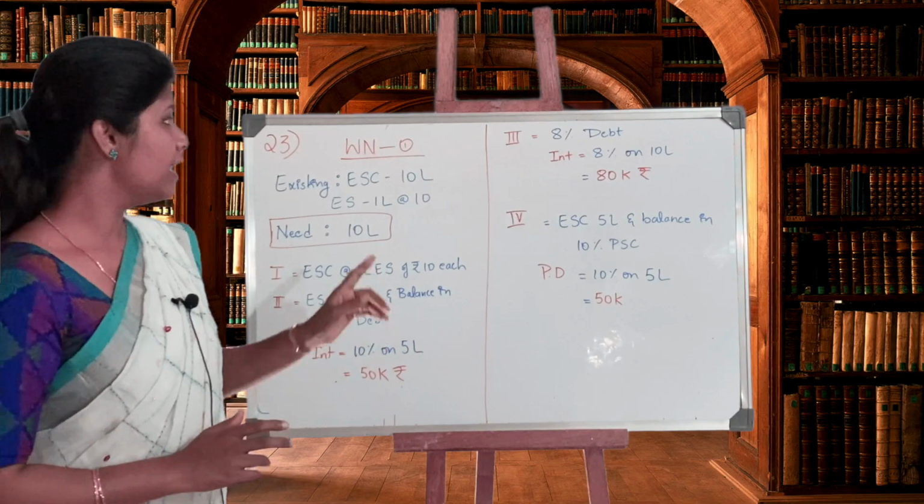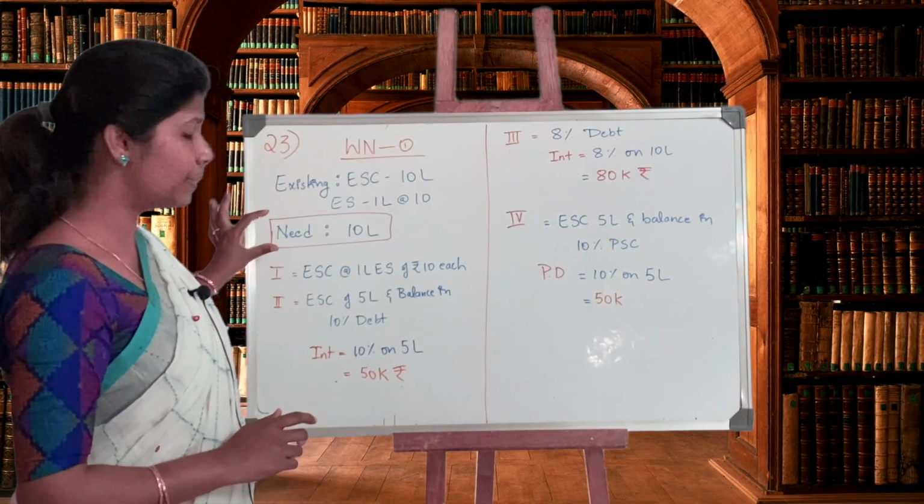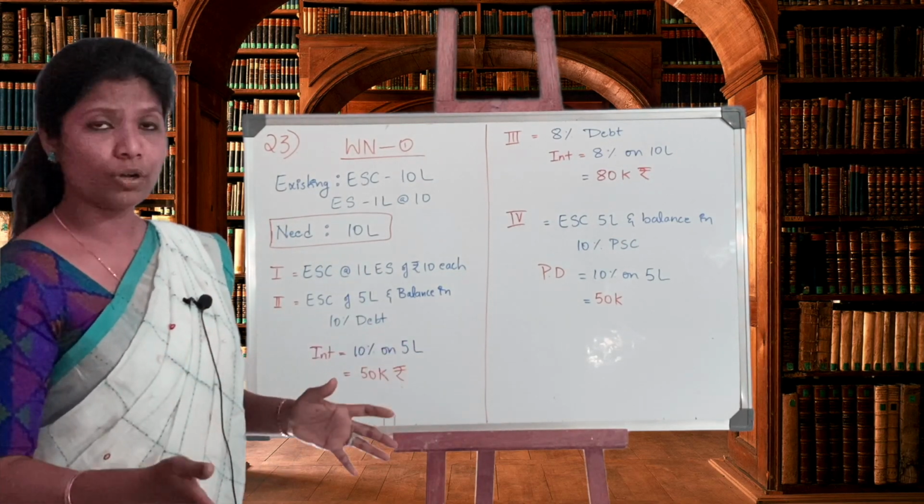Hope you have understood. In the first working note, I've explained what the existing capital is, how much the company needs, and what the company's 4 different plans are.